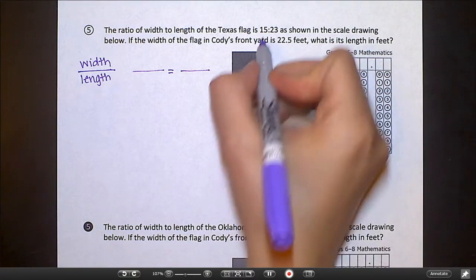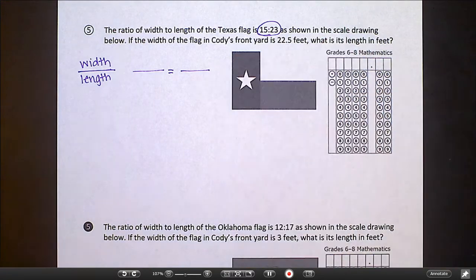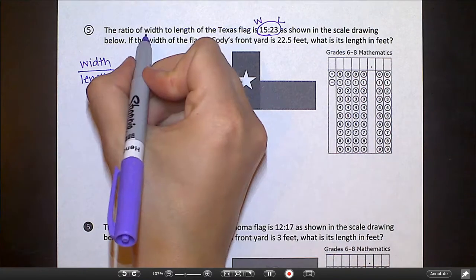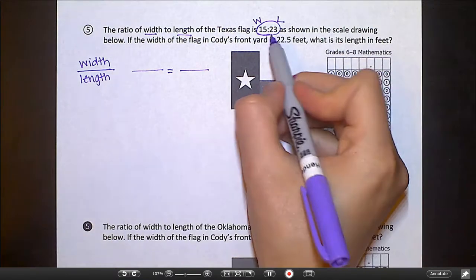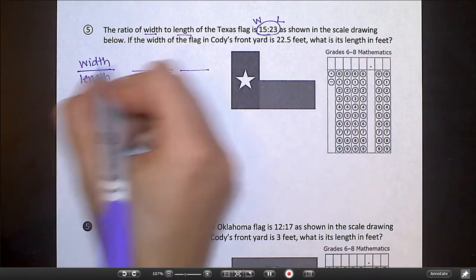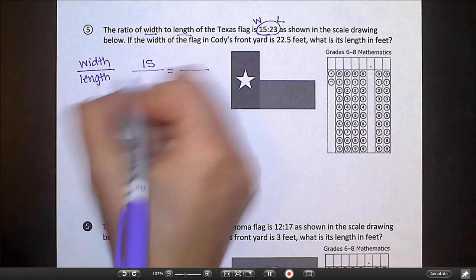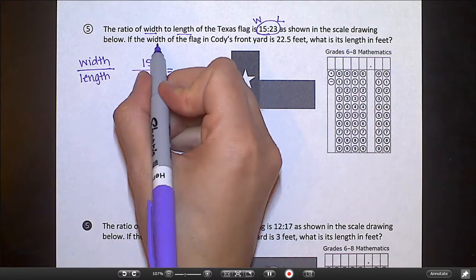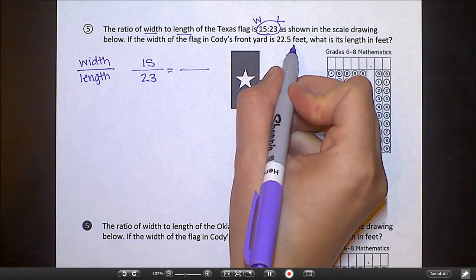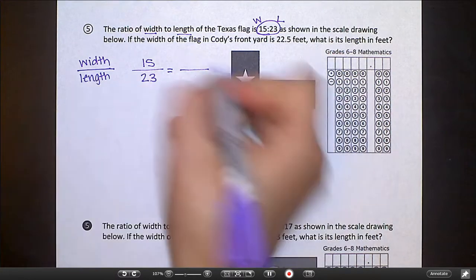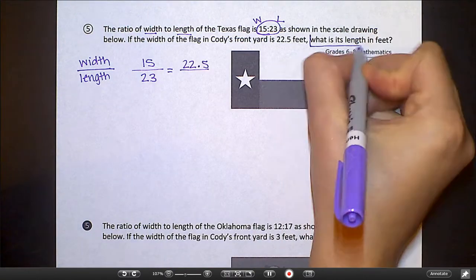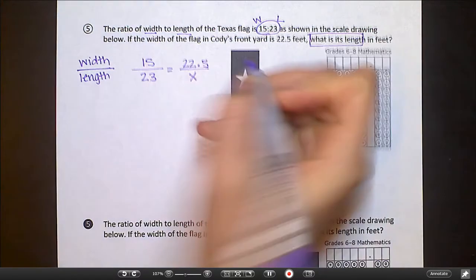And I'm going to start with what I know. I know that this is the relationship. The ratio of width to length, so that means 15 is our width, 23 is our length because we have to go in order, width, length. So I'm going to start with my width as 15 and my length as 23. Now, we're told that the width of Cody's flag is 22.5 feet. So that means width is on top, 22.5 feet, and I'm looking for its length. What is its length? And that's X.